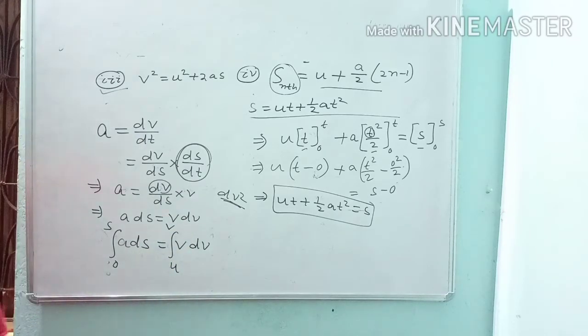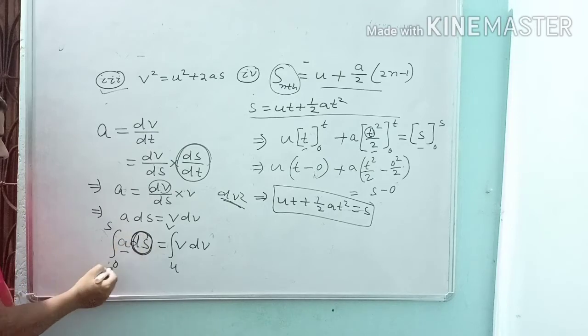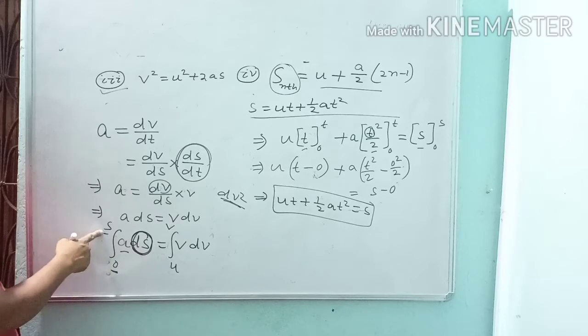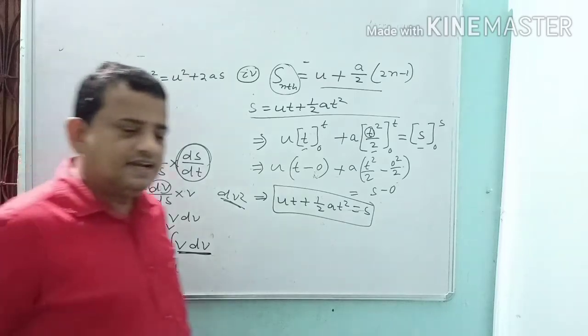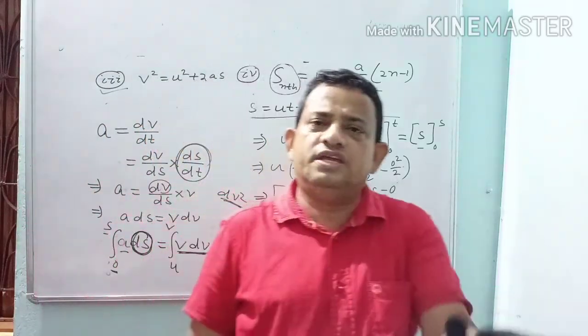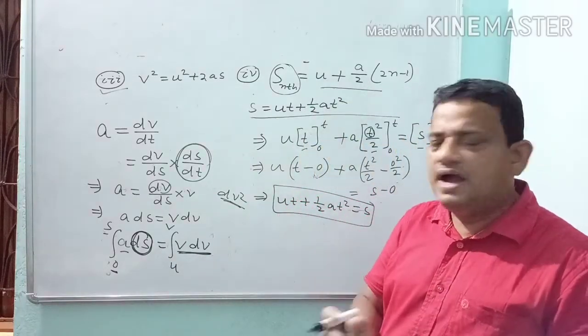So you see, in this case, on the left side I take limit 0 to s. On the right side I take limit u to v, because here a is constant, but ds is variable. So it varies from 0 to s. This is the starting point, this is the ending. Similarly here, velocity is the variable. Velocity varies from u to v. u is the initial velocity, v is the final velocity.